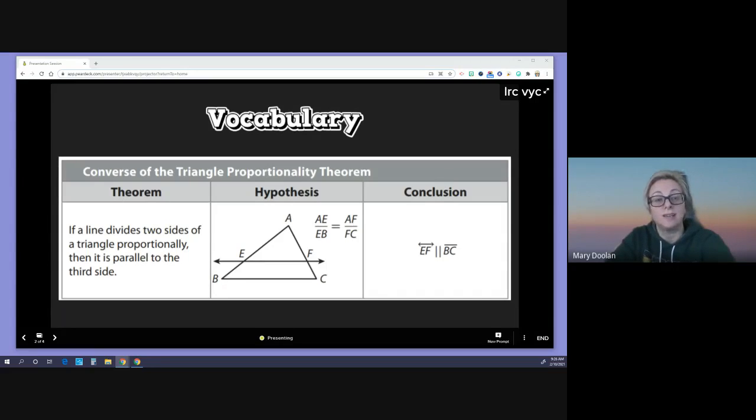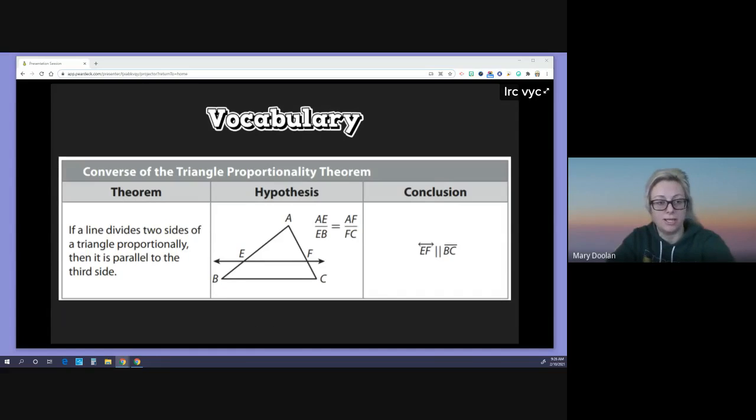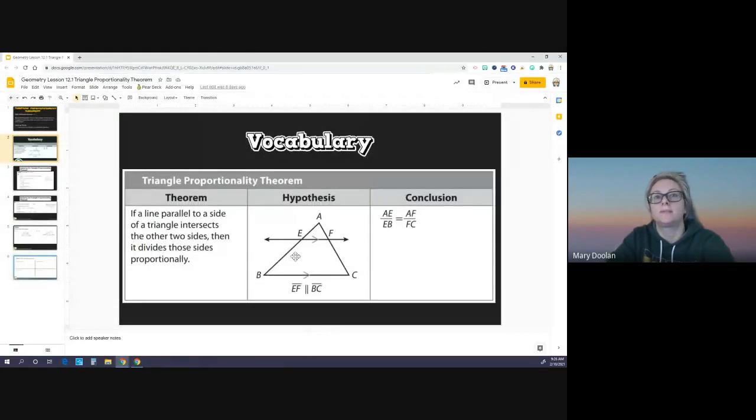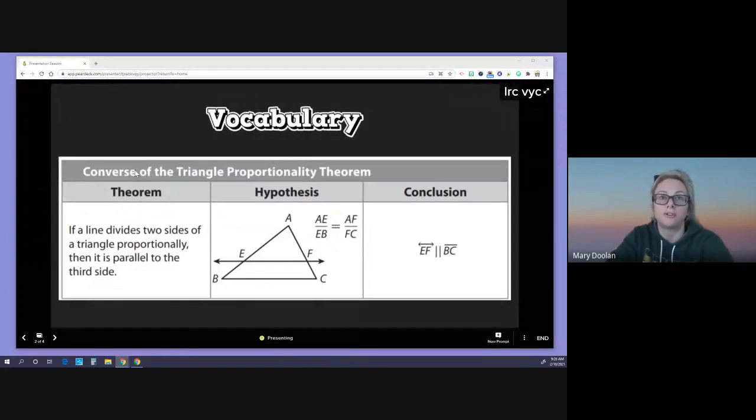The triangle proportionality theorem, though, was in reverse. It said basically if you had a parallel line cutting through, then the way it cut it created a proportion. So that's the triangle proportionality theorem, whereas this is the converse. Okay, so it's in reverse. So that's what we're going to use today.